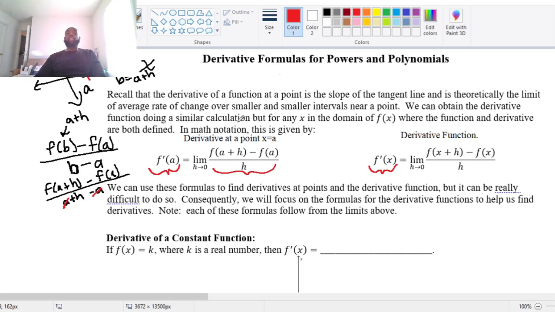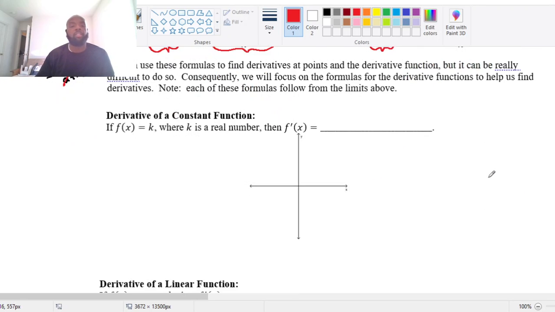Okay, and so we can use these formulas to actually find a derivative at points and our derivative functions, but that can be a very hard calculation to do. And so what we're going to do is focus on some formulas that'll allow us to get around having to calculate these limits in order to find a derivative. So let's talk about some of those formulas here.